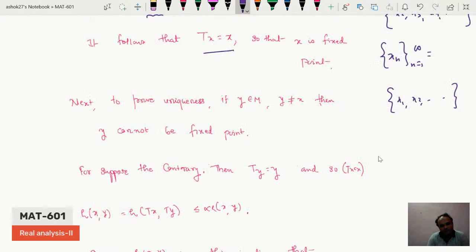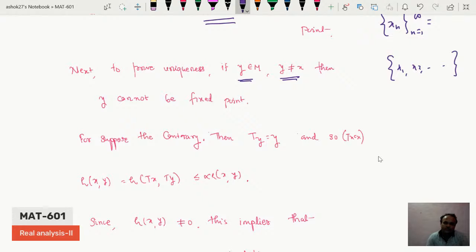Next we'll prove that this fixed point is a unique fixed point, meaning there is only one fixed point for a contraction mapping in a complete metric space. For that uniqueness, suppose y is another fixed point and y is different from x. We will prove that y cannot be a fixed point. Suppose on the contrary that y is another fixed point, then it will satisfy the definition of fixed point. Already we have Tx equal to x, because x is one fixed point, and y is another fixed point. So we get Ty equal to y and Tx equal to x.